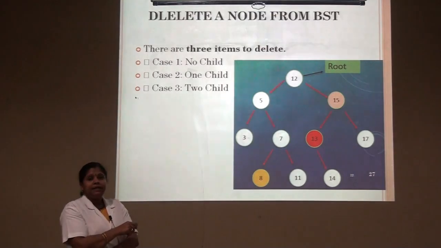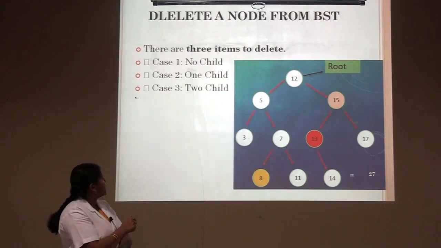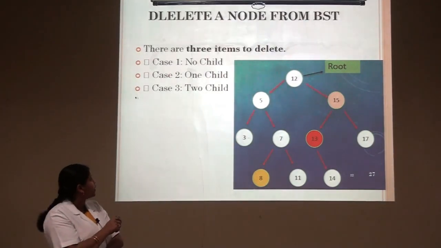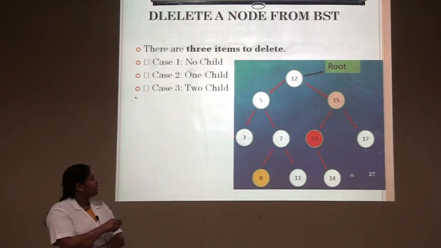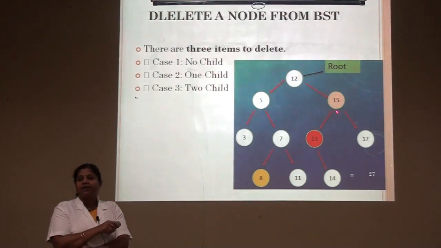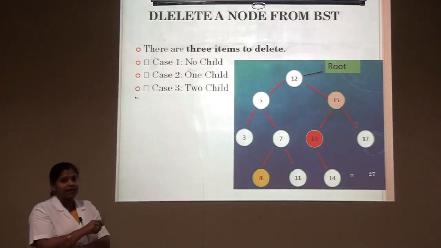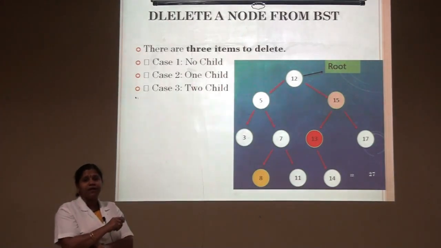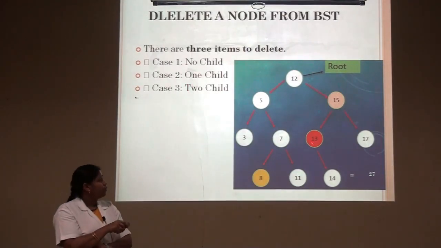Then deletion. How can we delete a node in a binary search tree? We follow three cases for the deletion operation. The first case is that the node to be deleted does not have any child. The second case is that the node to be deleted has only a single child. The third case is that the node to be deleted has two children. These are the three cases we face while deleting an element from the binary search tree.